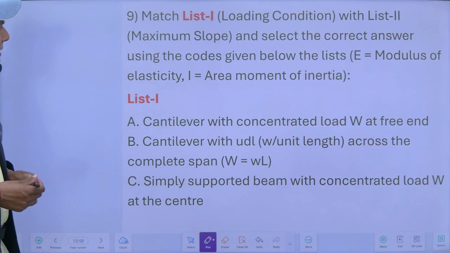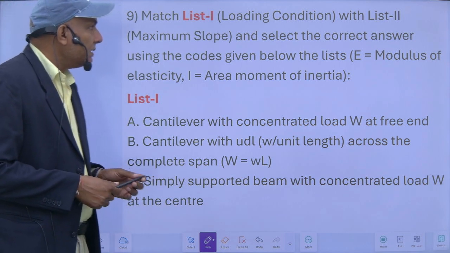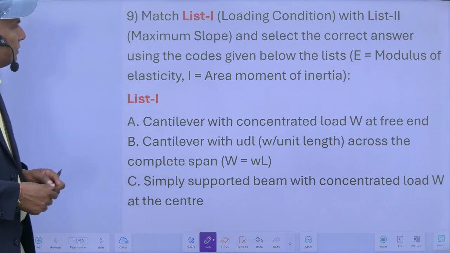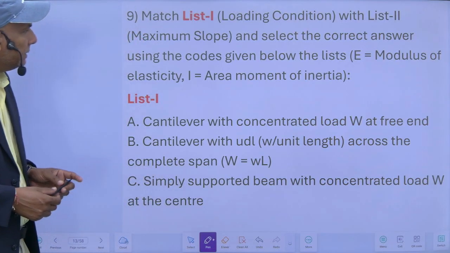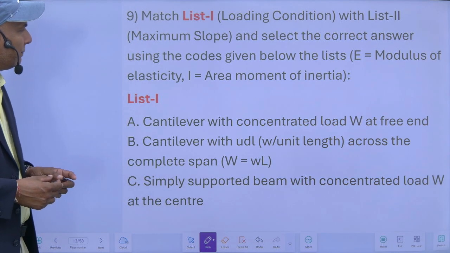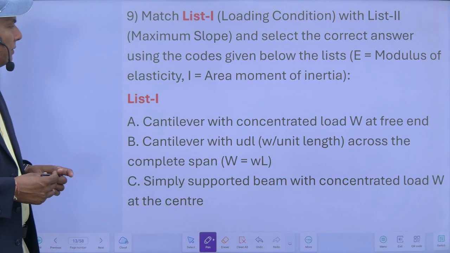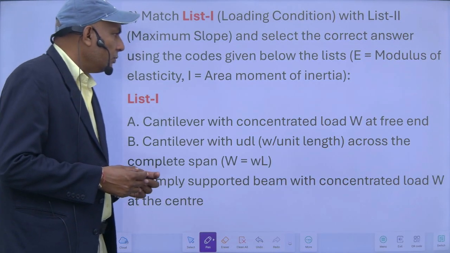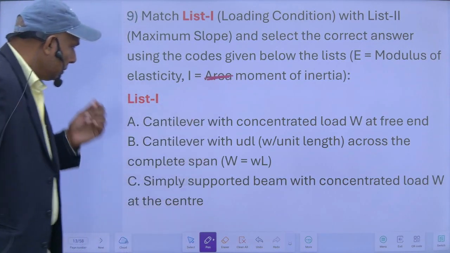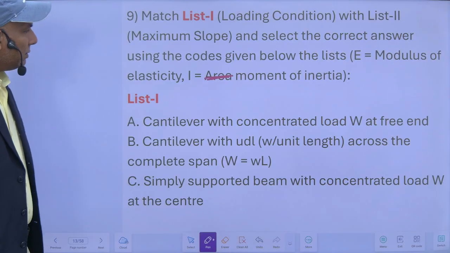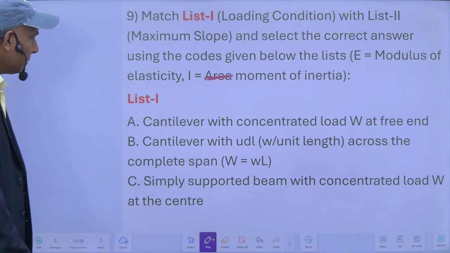There are two lists: list 1 is the loading condition, and list 2 denotes the maximum slope. Select the correct answer using the code given below. In list 1, E is Young's modulus of elasticity and I is the moment of inertia of the cantilever with concentrated load W at the free end.